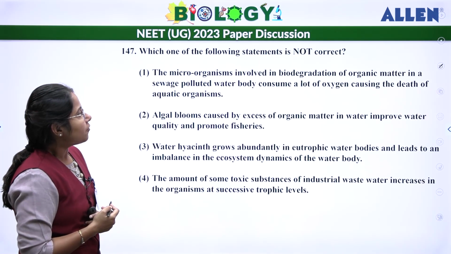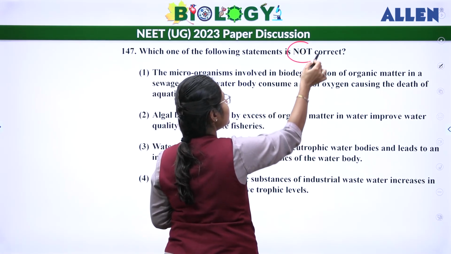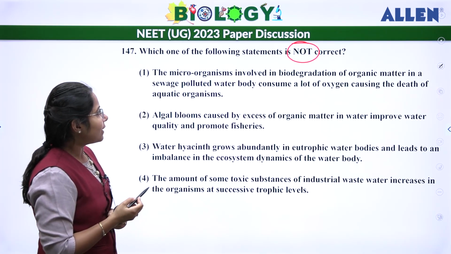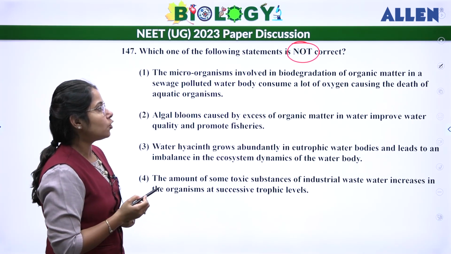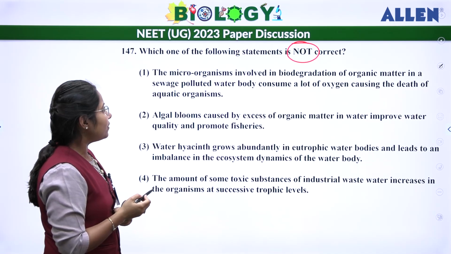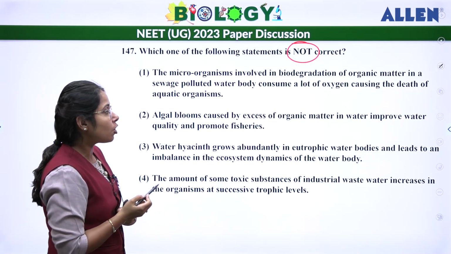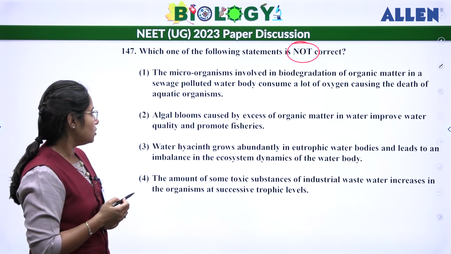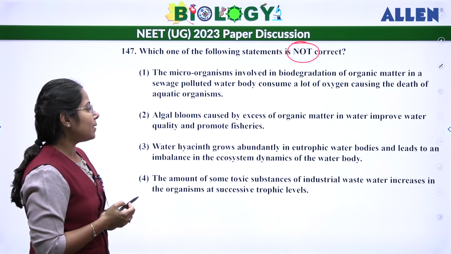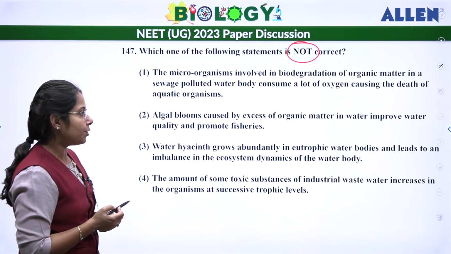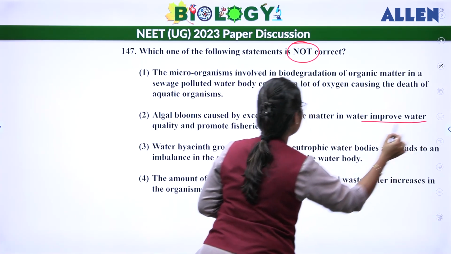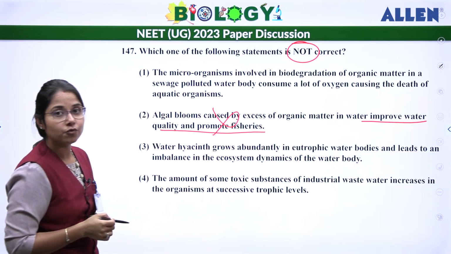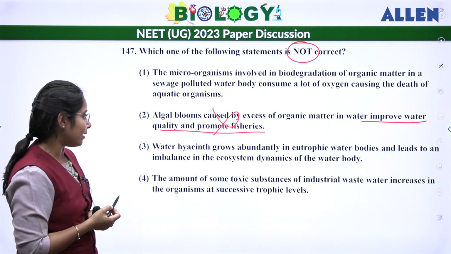Next question. Which of the following statements is not correct? That means they are talking about the incorrect statements. The microorganisms involved in biodegradation of the organic matter in a sewage polluted water body consume a lot of oxygen, causing the death of the aquatic organisms. That is true. Algal bloom caused by excessive organic matter in the water improves water quality and promotes fisheries. That is false. It is harmful for the water bodies as well as the aquatic life.